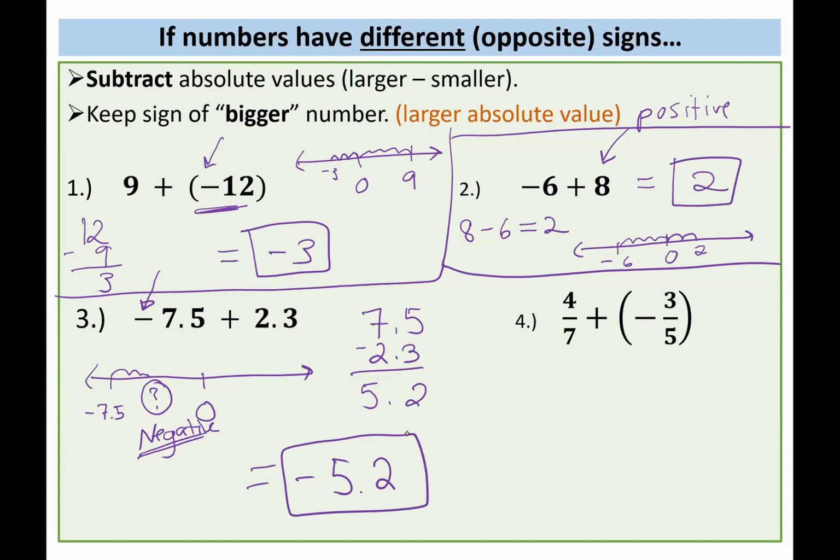So we should be able to do these just based on the rules. If the numbers have different signs, subtract and keep the sign of the bigger number. The bigger number was 7.5. That one had a negative sign, which is why my answer was negative.